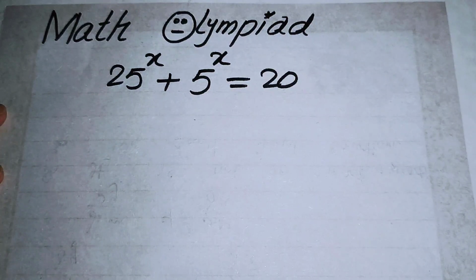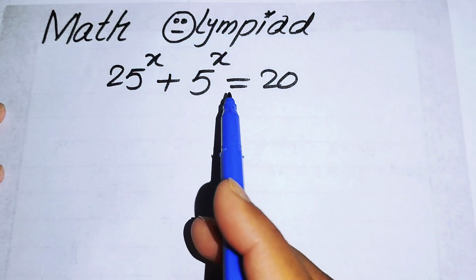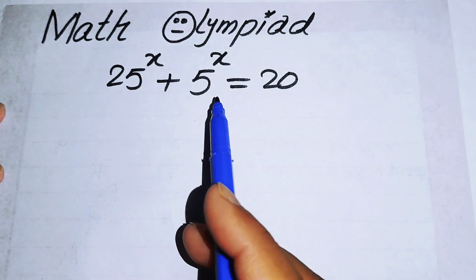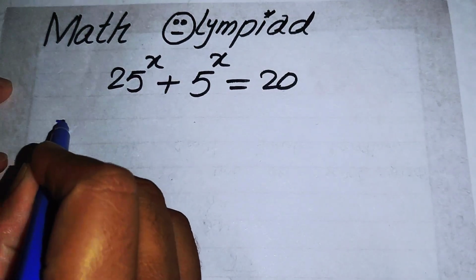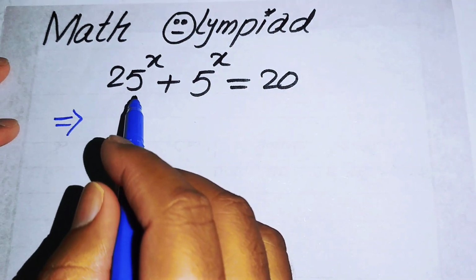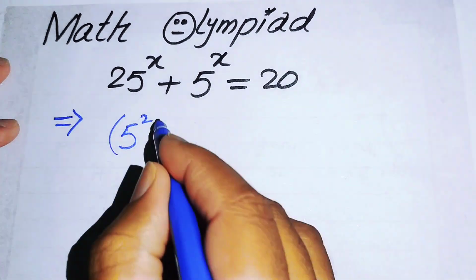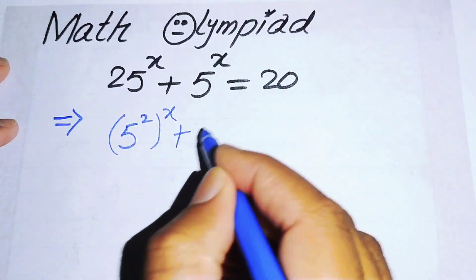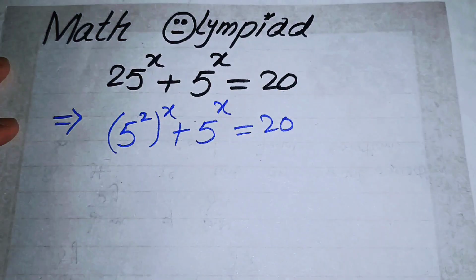In this video we are going to solve this nice exponential problem, and here we have 25 to the power of x plus 5 to the power of x is equal to 20, and we will solve this problem for the value of x. So the very first thing we are going to do is rewrite 25 as 5 squared, and its whole power x, plus 5 to the power of x is equal to 20.